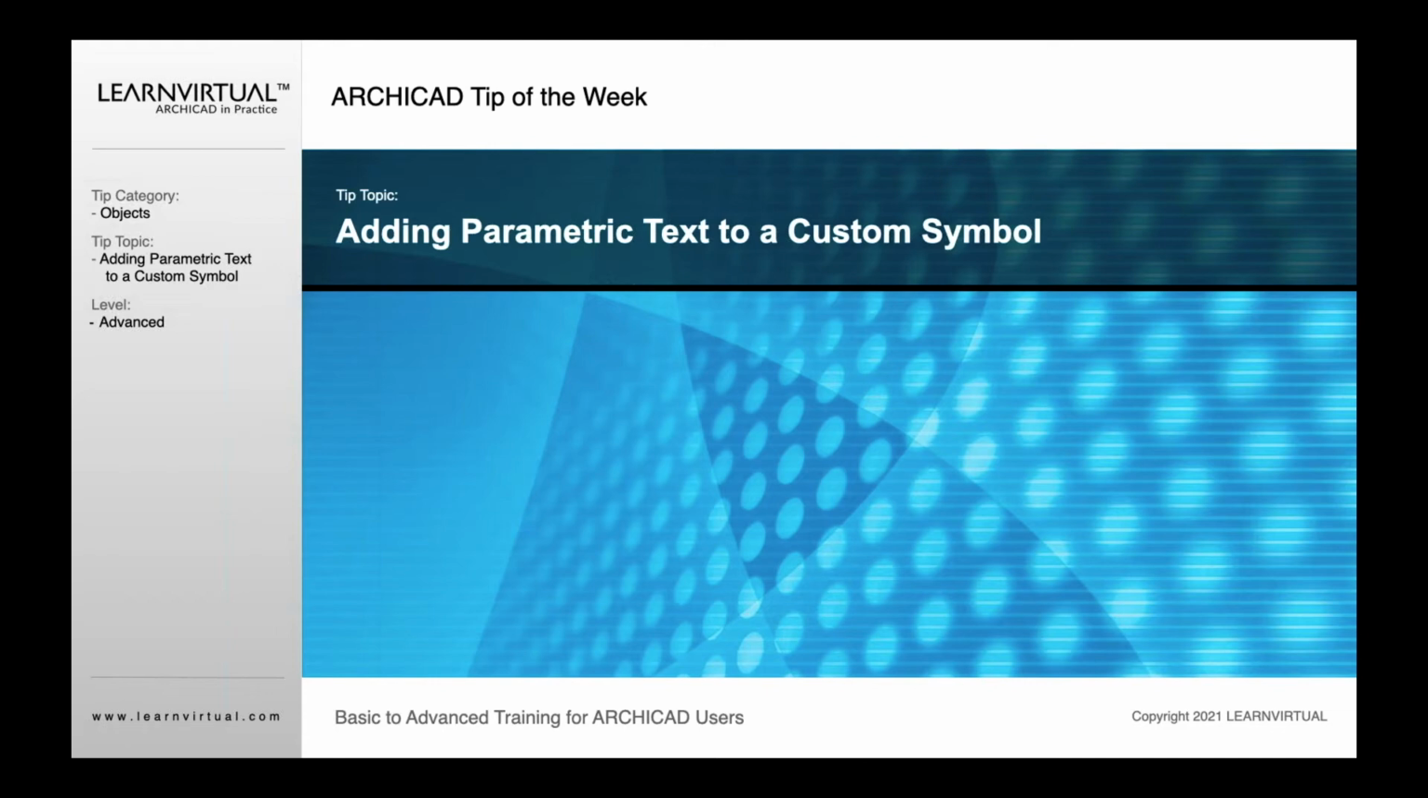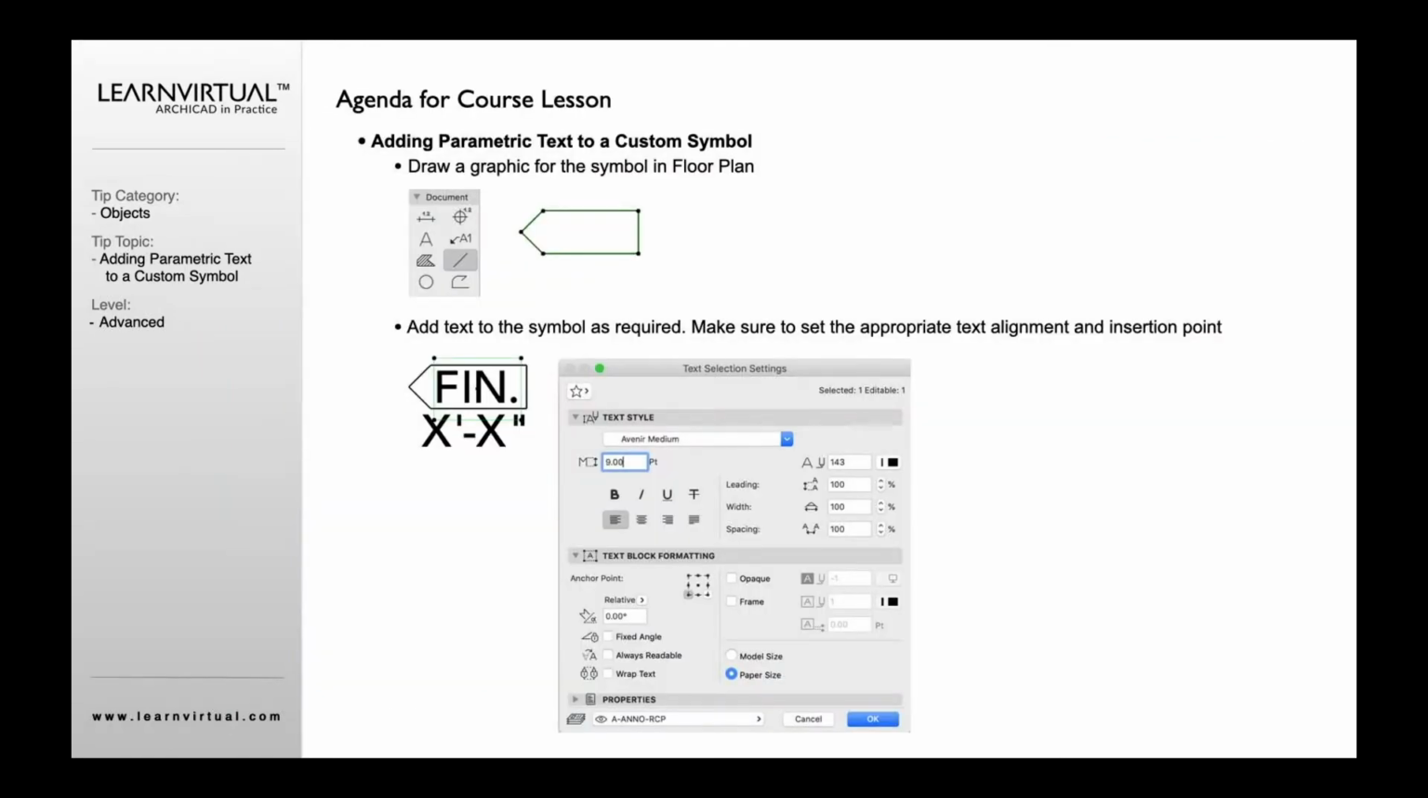The tip of the week today is going to be how do we add parametric text to a custom symbol. So here's what we do. The first thing you want to do is to create that symbol, in terms of the geometry that you want to use to define that symbol. So, we use the line tool, circle tool, spline tool, whatever it is you want to use to create that particular graphic. Once you've done that, you then need to add the text.